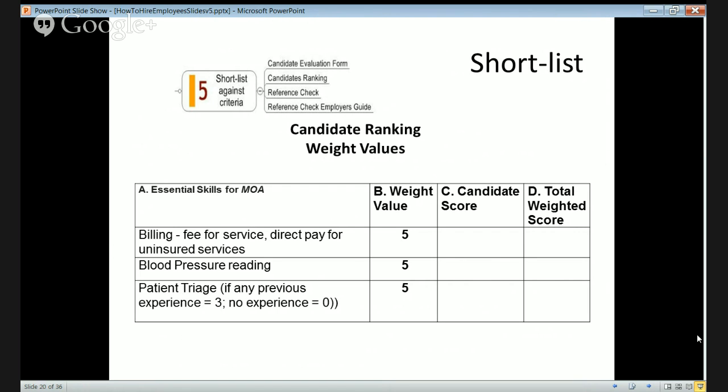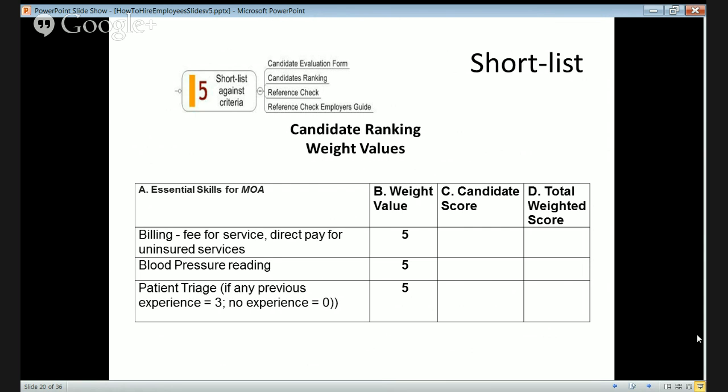So now you've done all of those interviews and you are receiving a number of candidates who you think are pretty good. So during the interview process, you are going to take a look at the skills that each of those candidates have had and compare it to your essential skills. In this example, for the medical office administrator or the MOA, we've already predetermined what those essential skills were, and for this practice, we've decided that we want the MOA to be involved in that billing process.